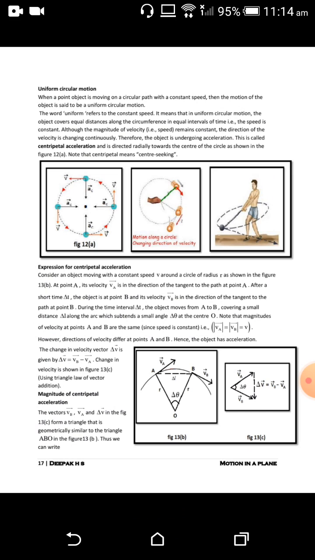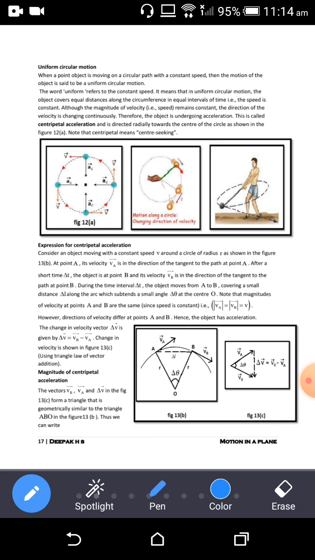Just go through figure 12a and understand the concept. Then we will move to the expression for centripetal acceleration. As of now, just go through the explanation part and figure 12a.